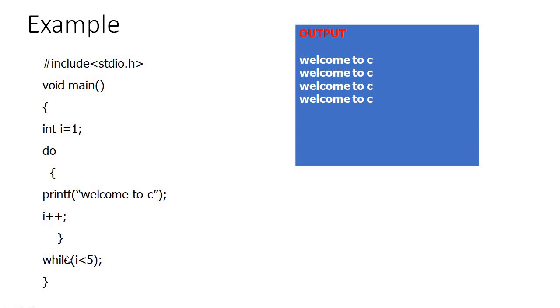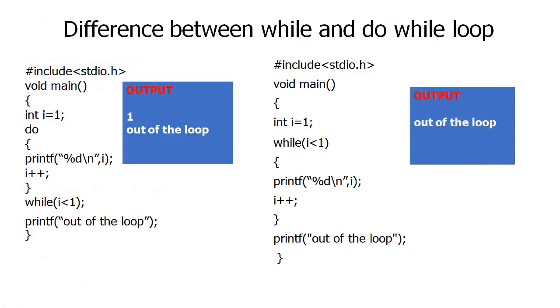Now the value of I is 2. I'll check whether 2 is less than 5. Yes, 2 is less than 5. Again, I'll enter into the body of the loop. I'll print welcome to C. Thus, I'll print 4 times. 4 times the welcome to C is printed. Now again, I'll increment the value to 5. Now I'll check the condition. Yes, the condition is not true, so I'll move out of the loop. So this is the difference. In this program, we can see the difference between while loop and do while loop.